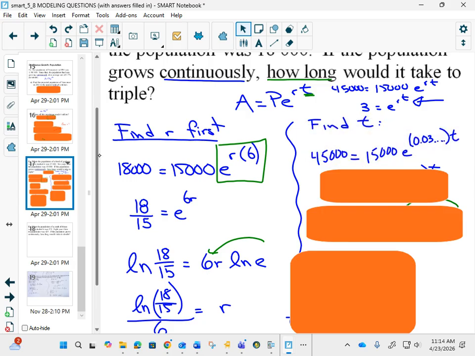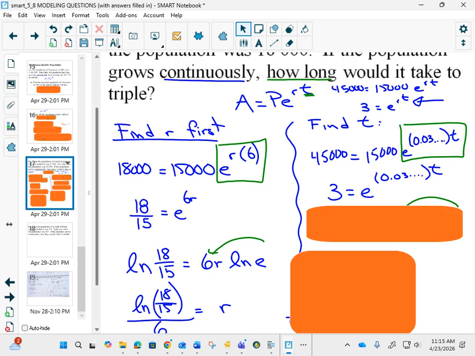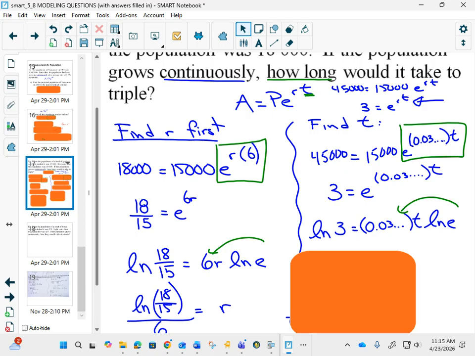And in here I write my r value to find t, but I put the decimals there to say I'm not rounding early. Here's my power. Is it easy to get my power by itself? Yes. Divide to get that 3. My power is by itself. Now I can take the natural log of both sides. Natural log of e is 1.